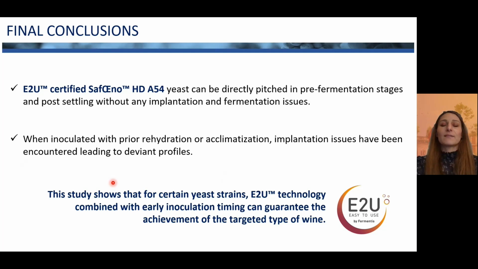Overall, this study shows that for certain yeasts, such as HDA54, the easy-to-use technology combined with early inoculation timing can guarantee the achievement of the targeted type of wine.